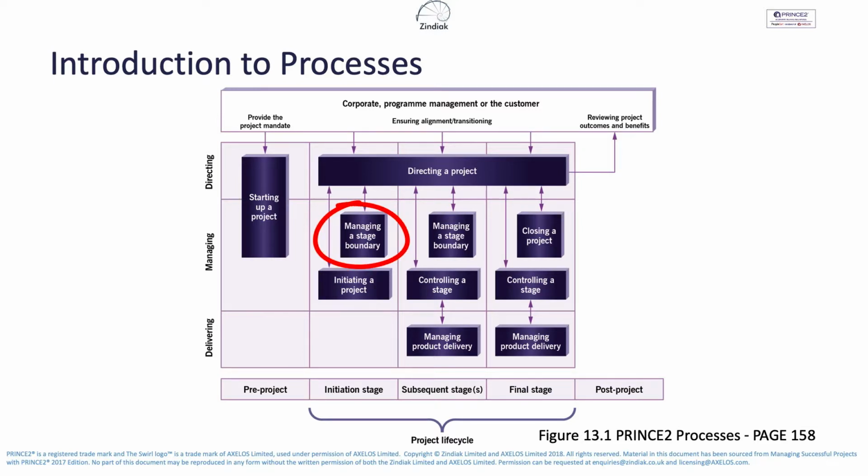At the end of each stage, it's important to recognise that we have a decision point where we can choose to continue to the next stage, or we can choose to stop the project. If we continue to the end, we will ultimately come to the end of the project and we'll have the final delivery stage, and we will close the project in a controlled manner.